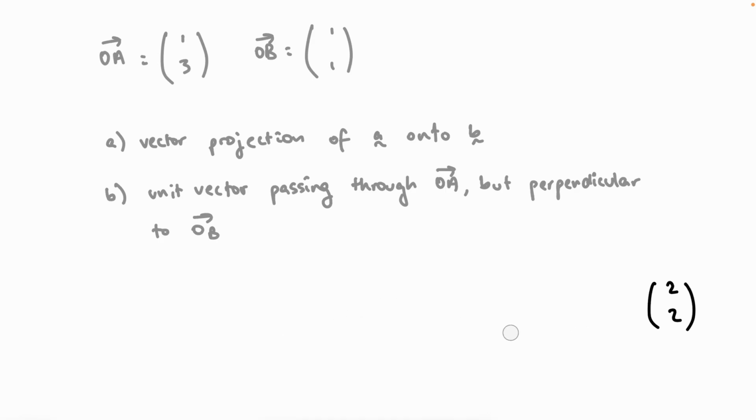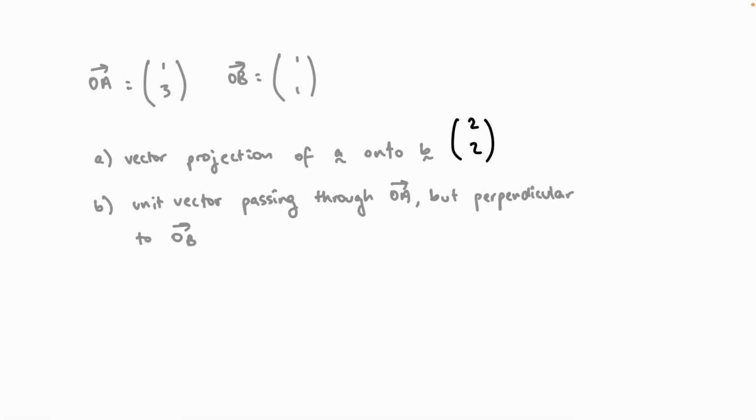Now we need to work out a unit vector. Okay, and the unit vector should supposedly pass through the point of A, but then be perpendicular to the vector OB. So to do this, we're just going to use vector projections.